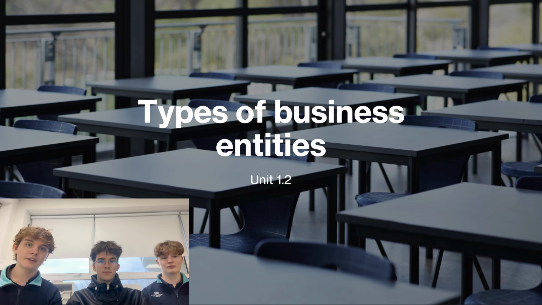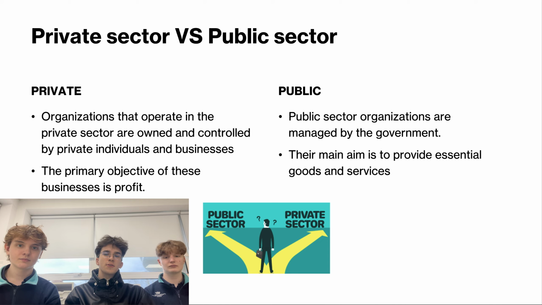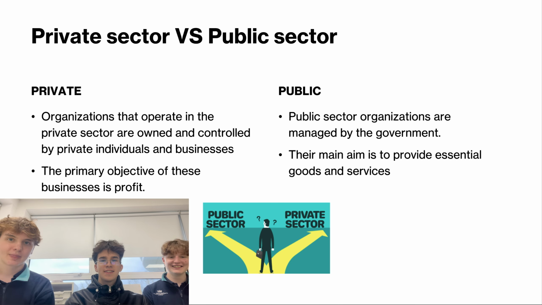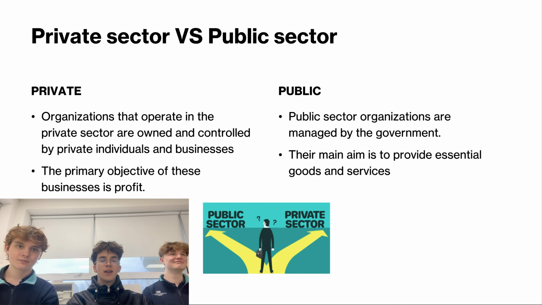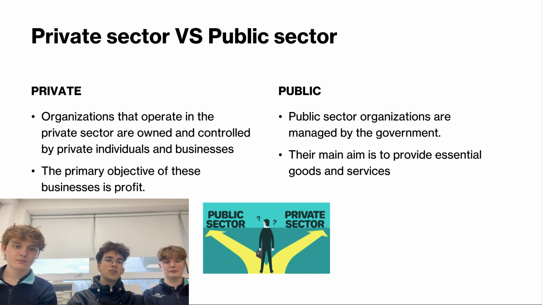Today we're going to be looking at the different types of business entities. So there's private and public sector business entities. Private sector organizations operate in the private sector and are owned and controlled by private individuals or businesses. Their primary objective is mainly to generate profit, whereas the public sector is organized and managed by the government. Their main aim is to provide essential goods and services to the public with no priority in profit.